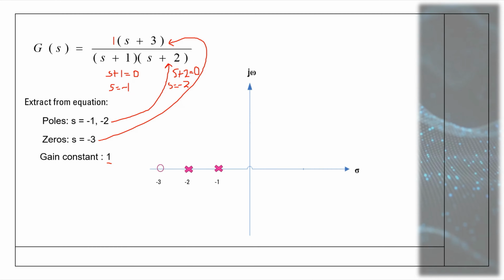For the poles, for example, they only have real numbers. Here we don't have complex numbers, so the imaginary coordinate will be zero. We only have a real coordinate here. For the zeros we make a circle, and for the poles we make a cross. Do you understand? For the gain, we don't use it in the plot.